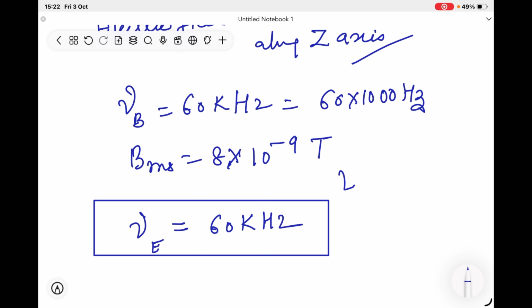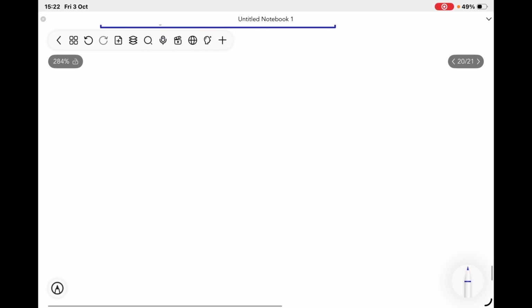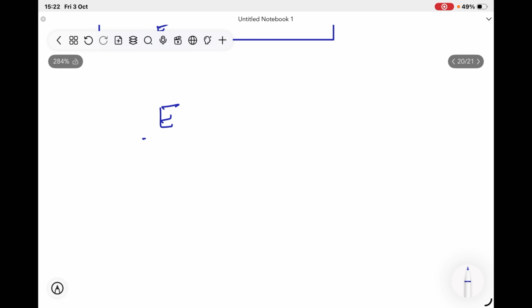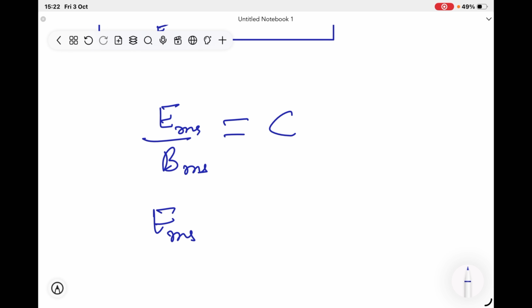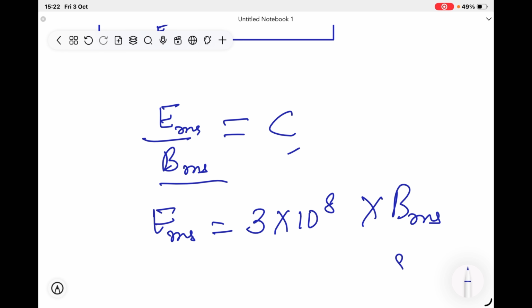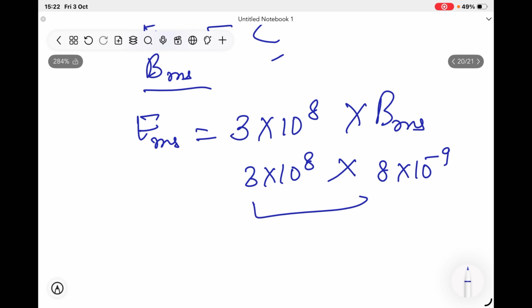Now you have to find the RMS value of the electric field. That relation you should know: E by B is C. If it is RMS, you can write RMS. So the electric field's RMS value will be C, which is 3 into 10 to the power 8, times B RMS, and B RMS has been given as 8 into 10 to the power minus 9. 8 into 3 is 24, and minus 9 plus 8 is 10 to the power minus 1.